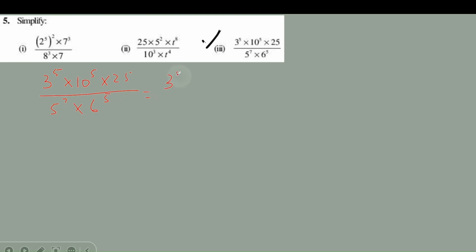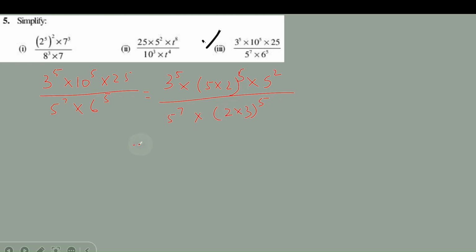So 3 is a prime, will not touch it, but 5 is 5 times 2. Sorry, 10 is 5 times 2 and power 5 is outside the bracket. Then 25 is 5 raised to the power 2. Then it will remain as it is, and 6 we can write as 2 times 3.